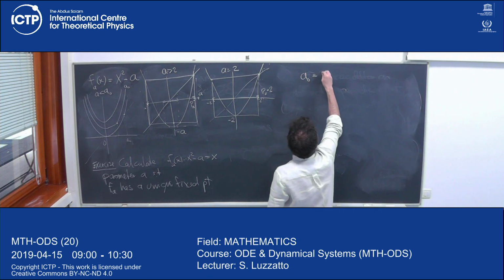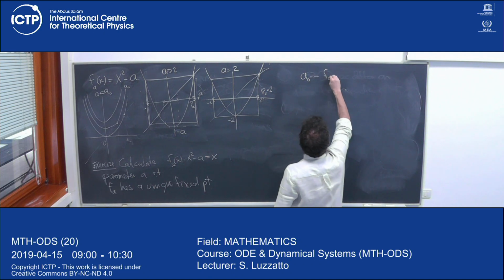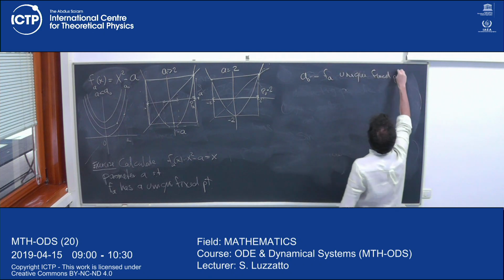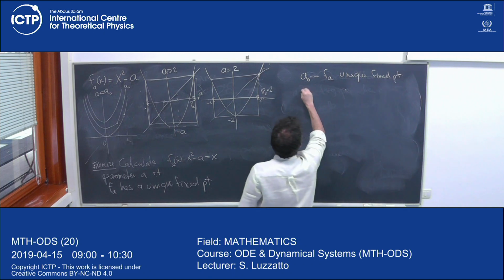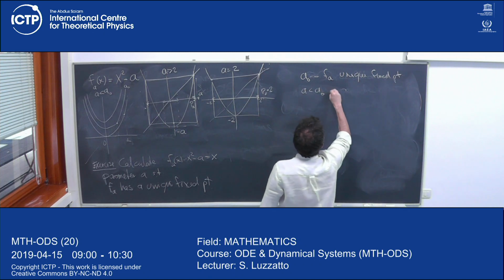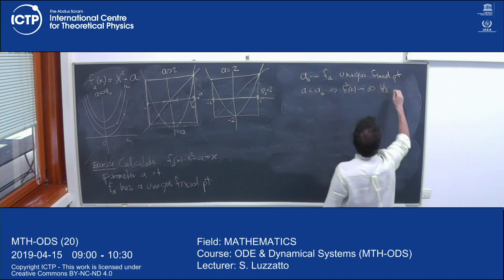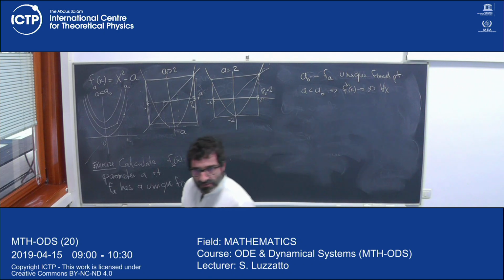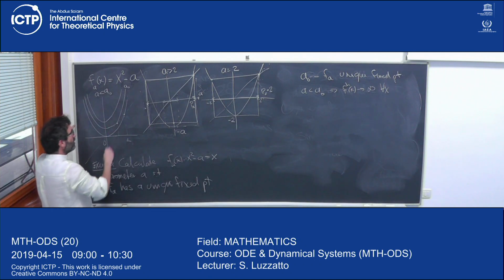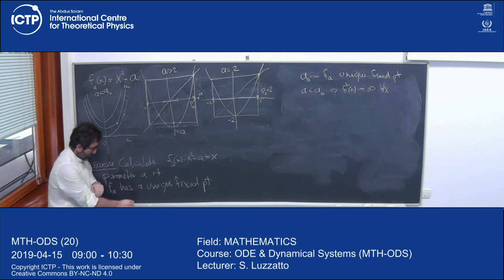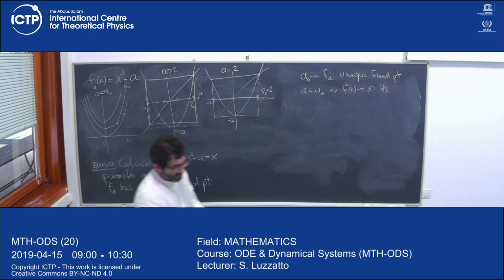A0 is the parameter such that f of a has a unique fixed point. Okay, so for a less than a0 it implies that f^n(x) goes to infinity for all x. Everything just goes to infinity for those parameters here. What happens at this parameter, at a equals a0? What's the dynamics at this parameter?